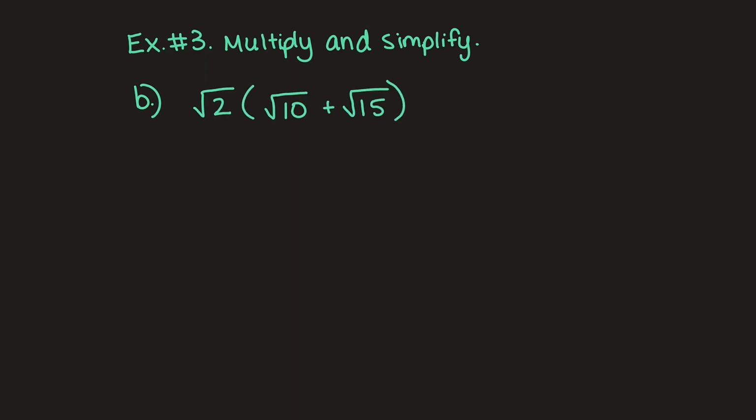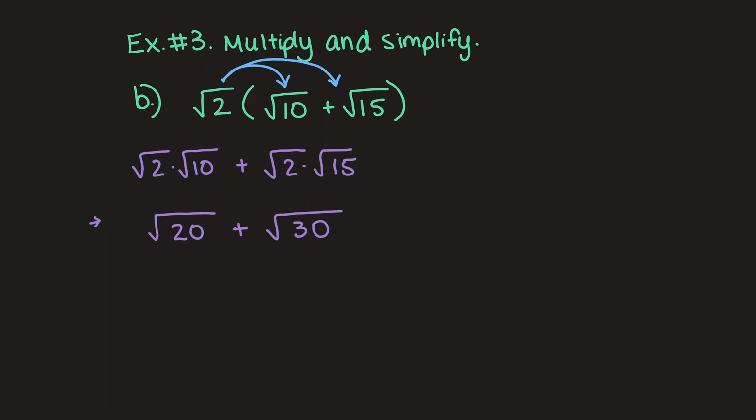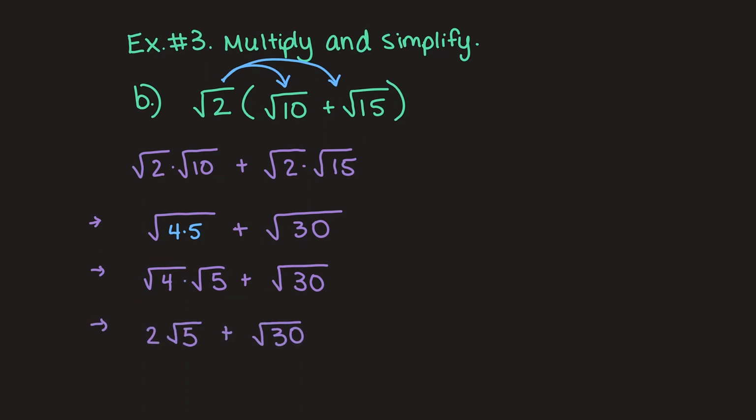For the next example, we distribute the square root of 2 to each term. And we can use our product rule to write each of these as one radical and multiply the radicands. So the square root of 20 can be simplified since 20 has a perfect square factor of 4, and the square root of 30 is already simplified since it does not contain any perfect square factors other than 1. So the square root of 4 is 2, and now our expression simplifies to 2 square root 5 plus square root of 30.